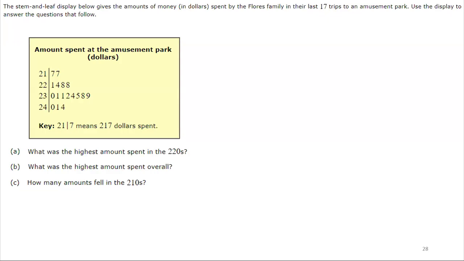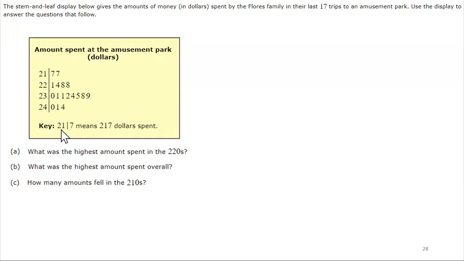All right. So here we have what's called a stem and leaf display. It gives the amount of money in dollars spent by the Flores family in their last 17 trips to an amusement park. Use the display to answer the questions that follow. Okay, so this is the amount spent at the amusement park in dollars. And you want to look at the key. The key tells you how to read this.